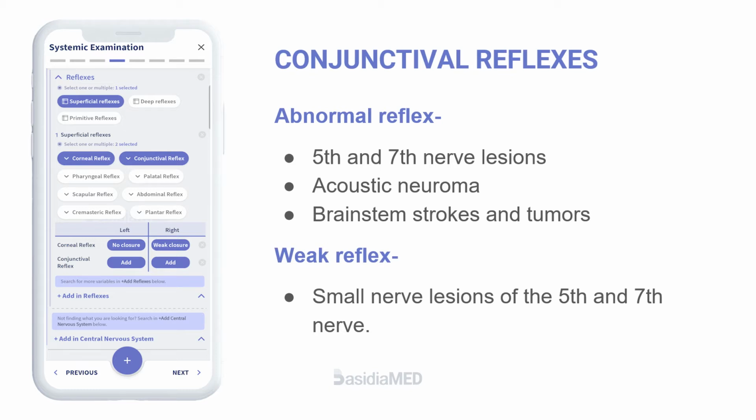Conjunctival reflex is abnormal in 5th and 7th nerve lesions and posterior fossa disorders, such as acoustic neuroma, brainstem strokes, and tumors. A weak reflex will be seen in smaller nerve lesions, early stages of inflammatory causes, edema, and smaller tumors exerting less pressure on the nerves.